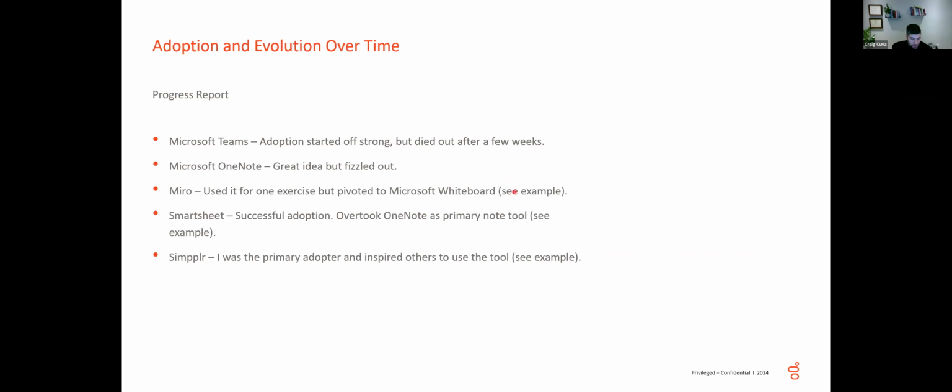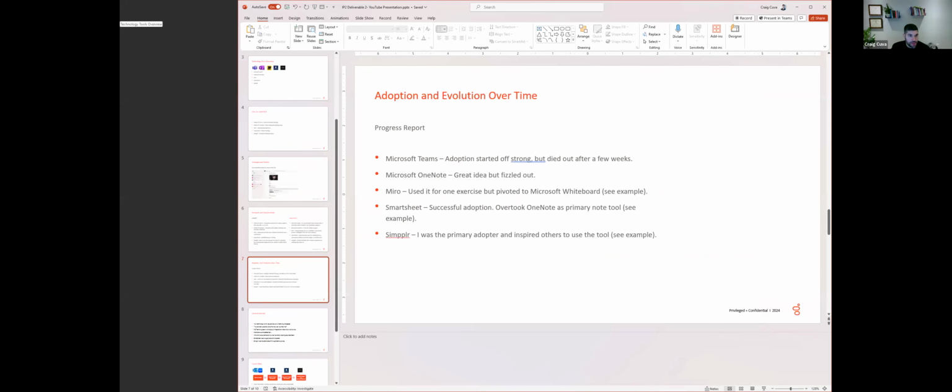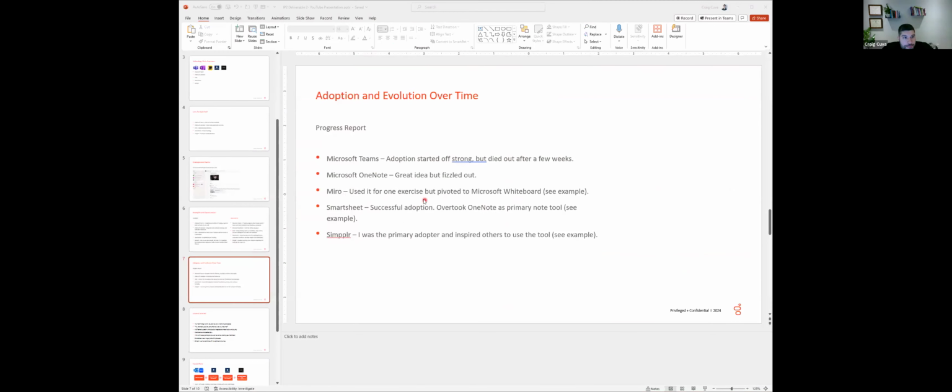Yeah, so let me back out here for a second. I want to make sure my screen is working. Adoption evolution over time. The adoption for Teams started off strong, but died out after a few weeks. OneNote, again, a great idea, but fizzled out. Miro, use it for one exercise, but then pivoted to Microsoft Whiteboard.